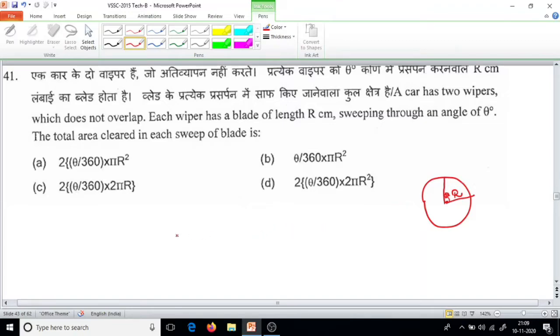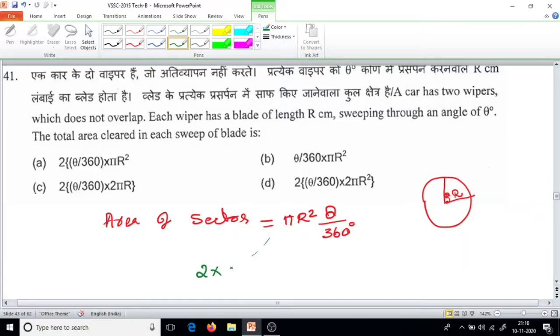Now, what is the area of this sector? Area of sector equals, first you write the area of the circle, pi r square. Then the angle of the sector, theta divided by 360 degree. This is for one sector. But here we have two sectors. So the answer for this question is this multiplied by 2, that is 2 multiplied by pi r square theta divided by 360 degree. So the answer is option A.